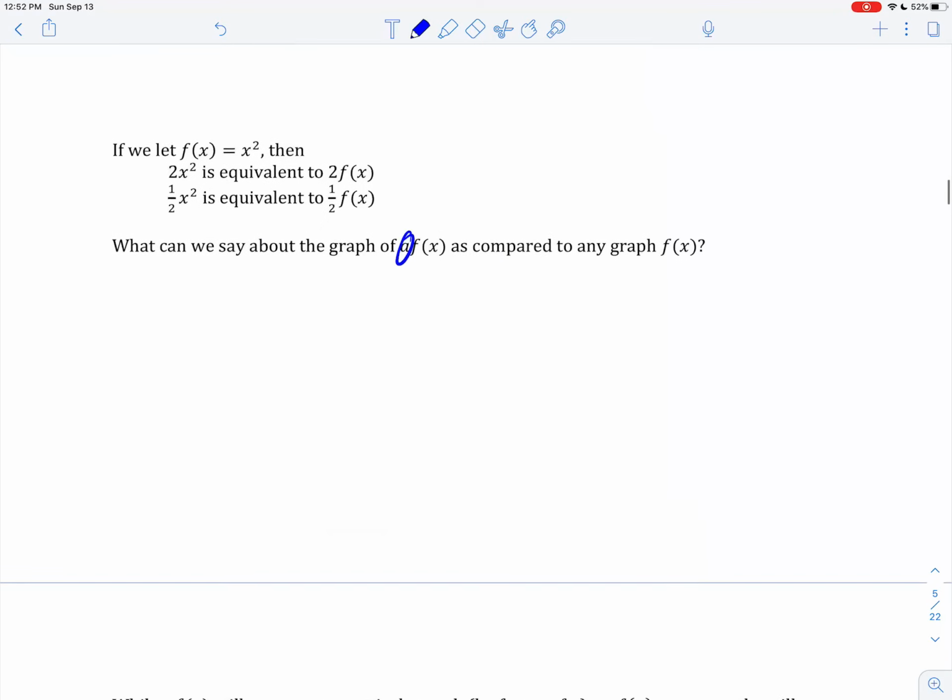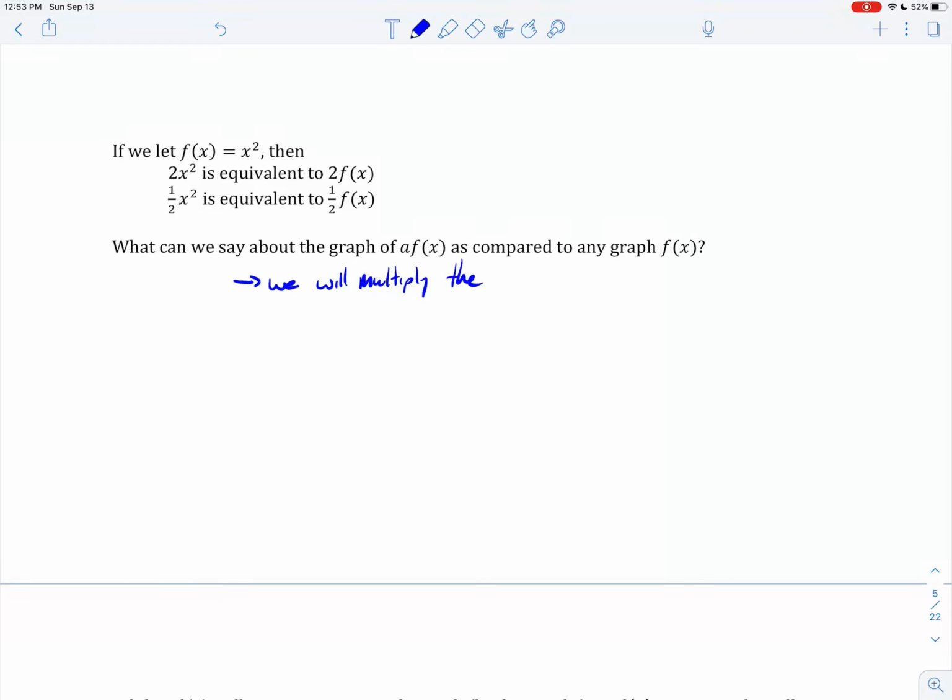So in general, when we're multiplying by some value a, we can say that we'll multiply the y values by a. We can say a few things here. One thing we can say is that we'll multiply the y values by a. Or how do we compare the graphs? We can say that the y values have been multiplied by a.